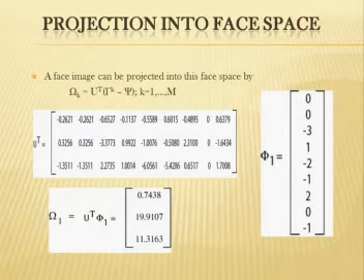Projection into face space. How do we project into face space? A face image can be projected into the face space by omega equals the eigenface transpose times the difference image.